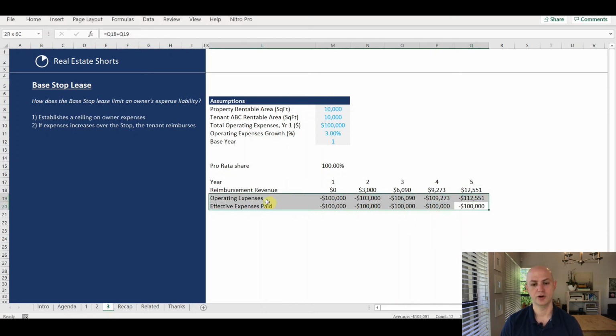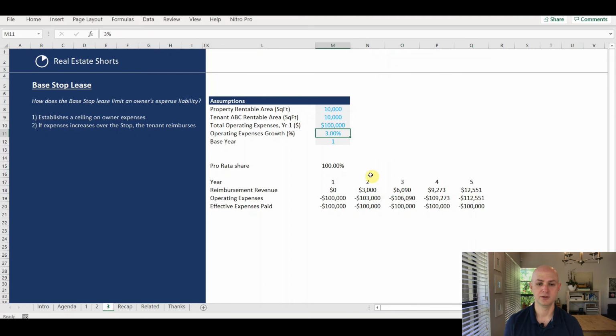But if you'll notice, what the owner effectively pays is still only $100,000 every year for the next 5 years. And the reason is because the base stop lease limits, establishes a ceiling on the amount that that owner pays, and it shifts responsibility onto the tenant. So the tenant may not pay anything year one, and if operating expenses increase, they would only be responsible for the increase moving forward. So as a quick example, if operating expenses never increased, then both parties win. The owner would always pay $100,000 and the tenant would never pay anything.